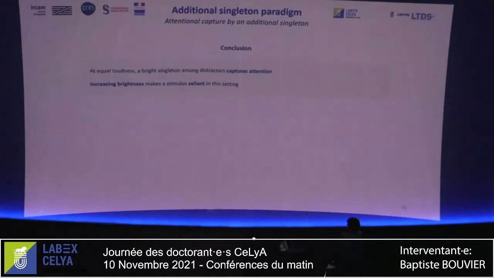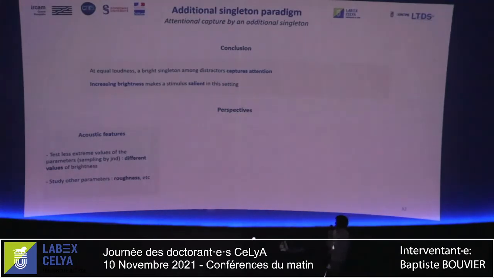So the conclusion is that at equal loudness, a bright singleton among the distractors captures the attention of subjects. In other words, increasing brightness is a way to make a stimulus salient in this setting. So the participants are forced to process a bright sound, and the perspective for this paradigm is to be used to test less extreme values. This is what I'm doing right now, sampling the dimension by JNDs, just noticeable differences, and seeing how the effect size evolves with the different values of spectral centroid for brightness.